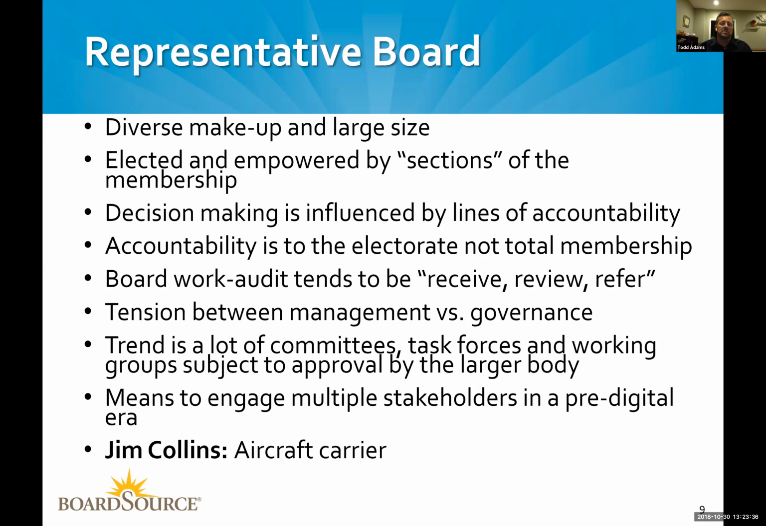Oftentimes their work tends to be to audit the work of others, work that's been done somewhere else, and they're simply reviewing it. And there can be tension here between management and governance. It's hard to do either with a large representative board. They use a lot of committees, a lot of task forces, and then that work is approved by a larger body.